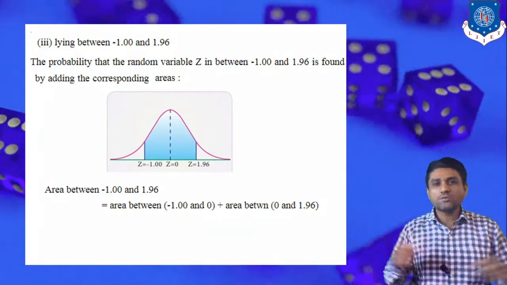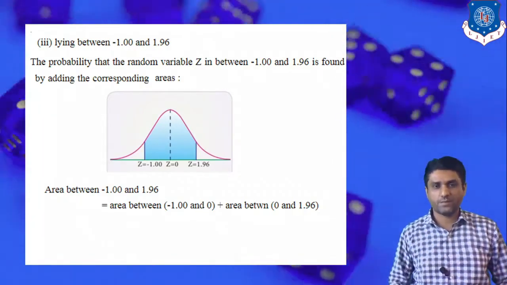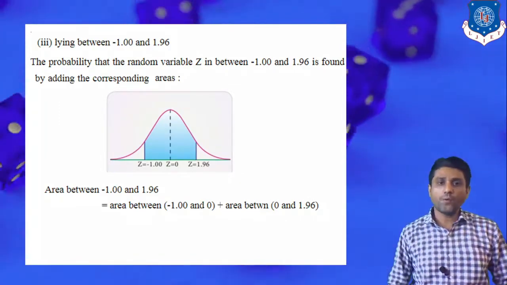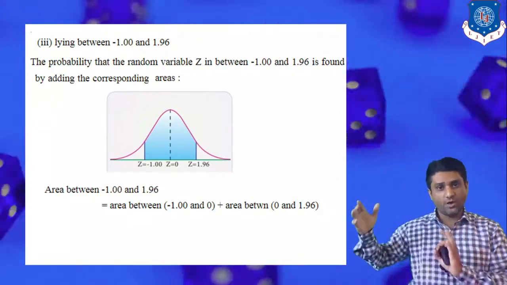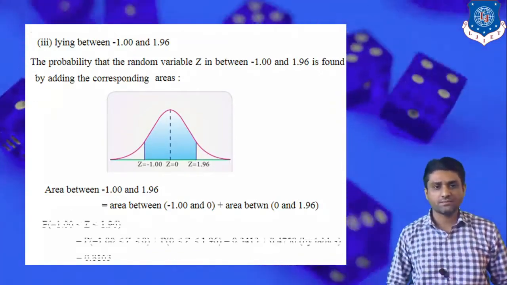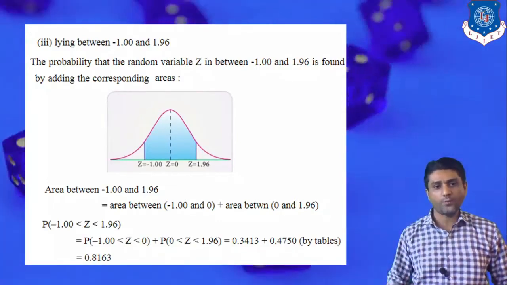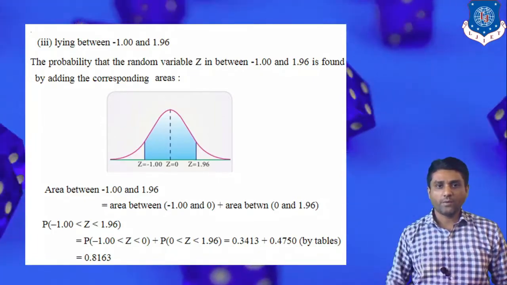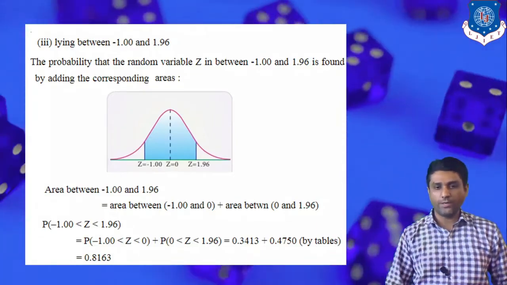So again we have to use the same argument. There is nothing like a negative in the standard normal table. So instead of finding the area between -1 and 0, we have to find the area between 0 and 1, and the area between 0 and 1.96. Then add up, and our goal is done. So the probability of z lying between -1 and 1.96 is equivalent to the probability of z lying between -1 and 0 plus the probability of z lying between 0 and 1.96.